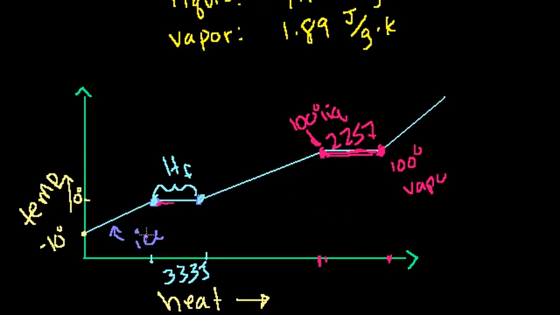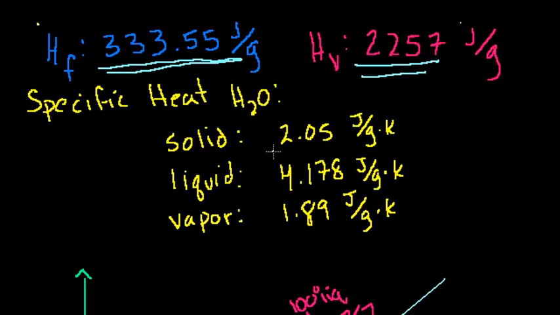You know how much energy is required for the phase changes, but what about these parts right here? How much energy is required to warm up, let's say, a gram of ice by 1 degree Celsius or Kelvin? And for that, we look at the specific heat. It takes 2 joules of energy to warm up 1 gram 1 degree Kelvin when water is in the solid state. When it's in the liquid state, it takes about double that, about 4 joules per gram to raise it 1 degree Kelvin. And when you're in the vapor state, it's actually more similar to the solid state.